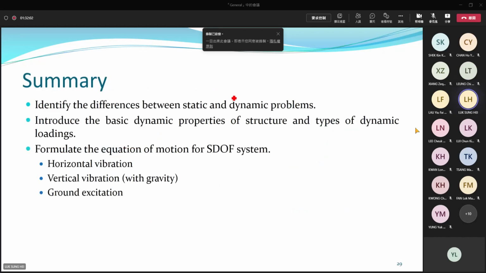But a short summary, in this chapter, you have learned several things. Firstly, we know the difference between static and dynamics. There are 3 main differences, right? For a dynamic problem, everything is time varying in nature. And then you need to consider inertial force, MA, right? And then you need to consider damping, energy loss, dynamics. And then we introduce dynamic property.